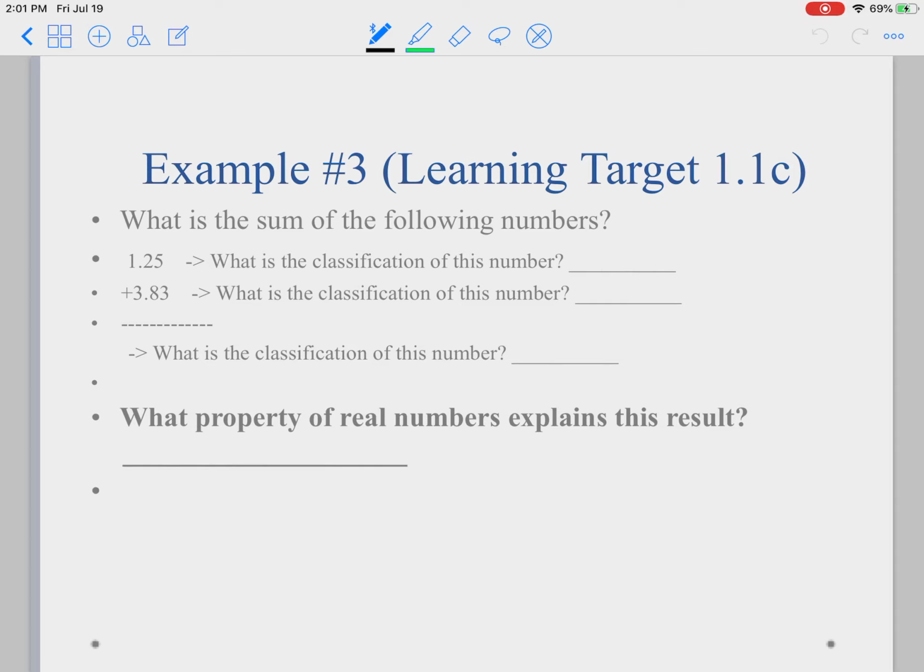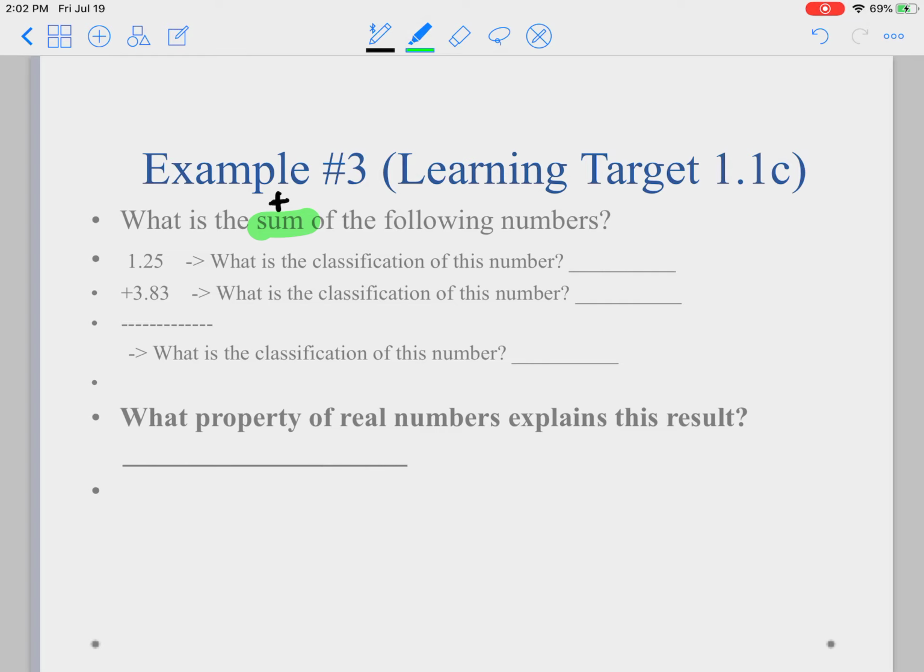Example number 3. This highlights learning target 1.1c. And so working through this example, the first question is, what is the sum of the following numbers? Well, sum, if you recall from previous math classes, sum refers to the operation of addition. And so we're going to be adding the following numbers. But more importantly, what we want to learn is what classification these numbers are going to be.